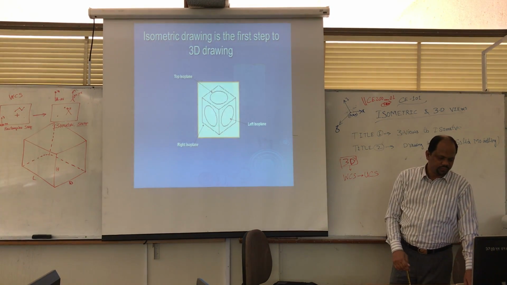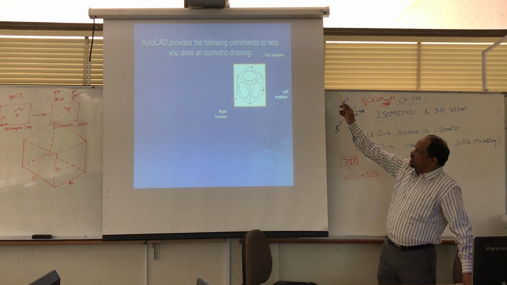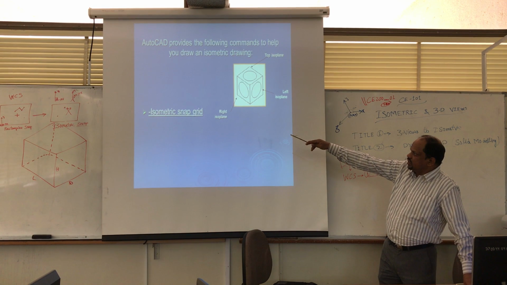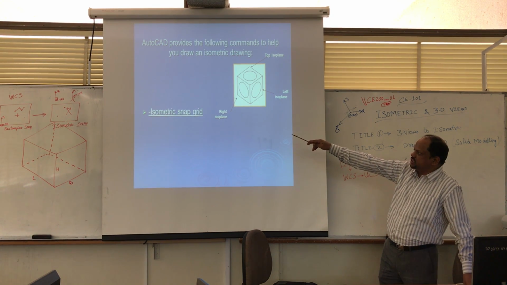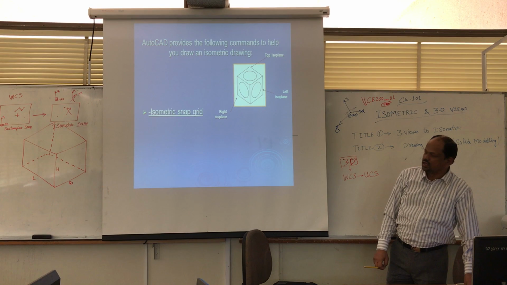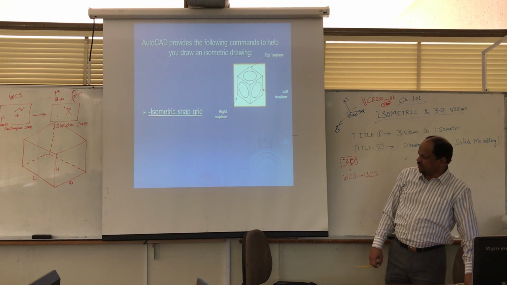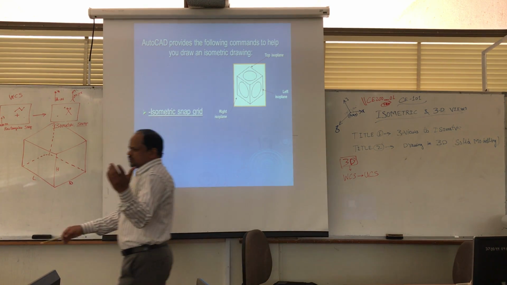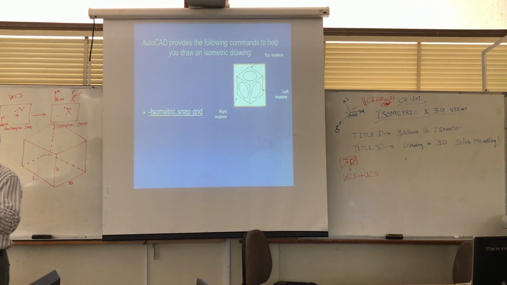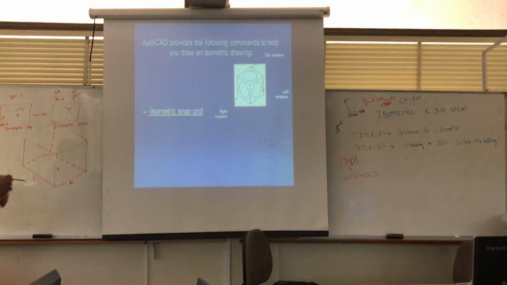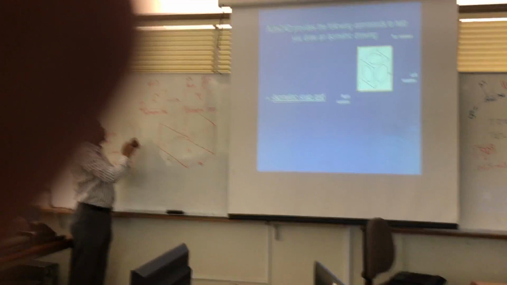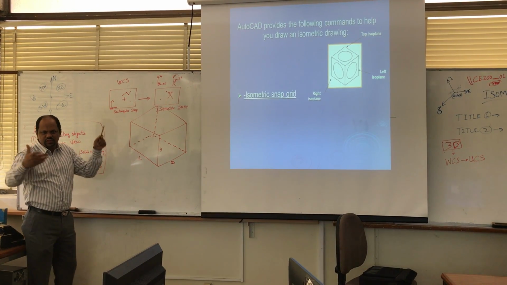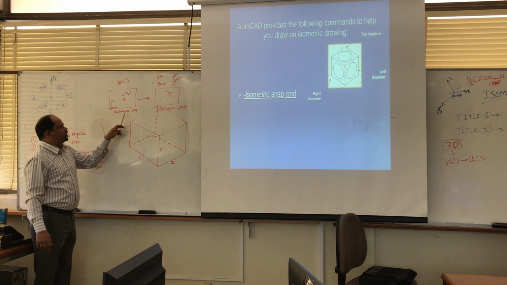How? We will see. AutoCAD provides the following command to help you draw isometric drawings. What is that command? First, you have to change the snap grid to isometric grid. What is meant by isometric snap grid? We will talk about it and how we change it. So far, in all these semesters, when you open AutoCAD, you see the screen with the X and Y axes. This is what we were doing. These are called rectangular snap.